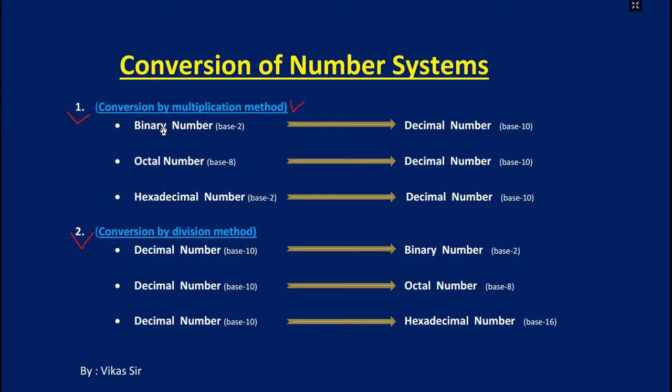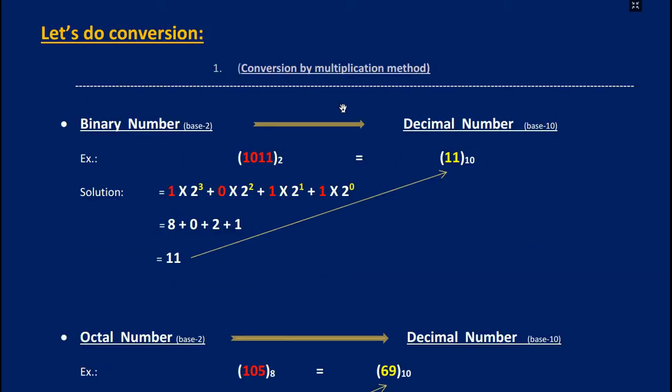When we have to convert these three number systems, binary, octal and hexadecimal, into one form, that is the decimal number system, then we have to use the multiplication method. But when we have to convert the decimal number system into any one of these three number systems, then we can use the division method. Now let's do conversion, first by the multiplication method.